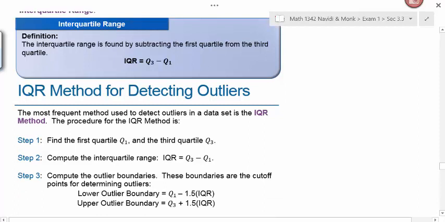If a data value is more than 1.5 IQR above Q3 or below Q1, we consider it an outlier. Your first step for detecting an outlier then would be to find your quartiles, then find the interquartile range, then multiply your interquartile range by 1.5 and subtract that product from Q1 or add that product to Q3. Anything beyond those values would be considered an outlier.